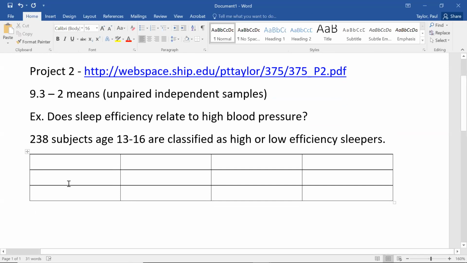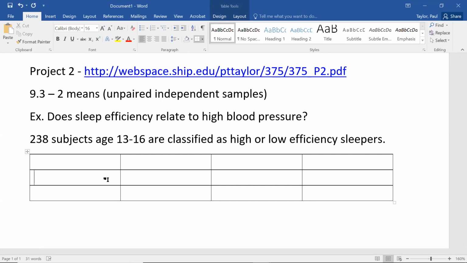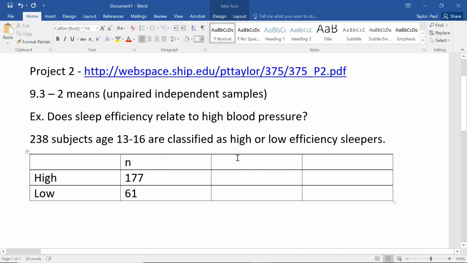Maybe if you toss and turn all night, you don't get as good sleep, so you're a low efficiency sleeper, like your sleep results in less rest. Someone who sleeps deeply maybe gets more out of their sleep. So we have the high efficiency sleepers and the low efficiency sleepers. The number in the high efficiency group, I like to use lowercase n there. There are 177 of those. And in our sample, in the low efficiency group, there are 61. And I think that adds up to 238.